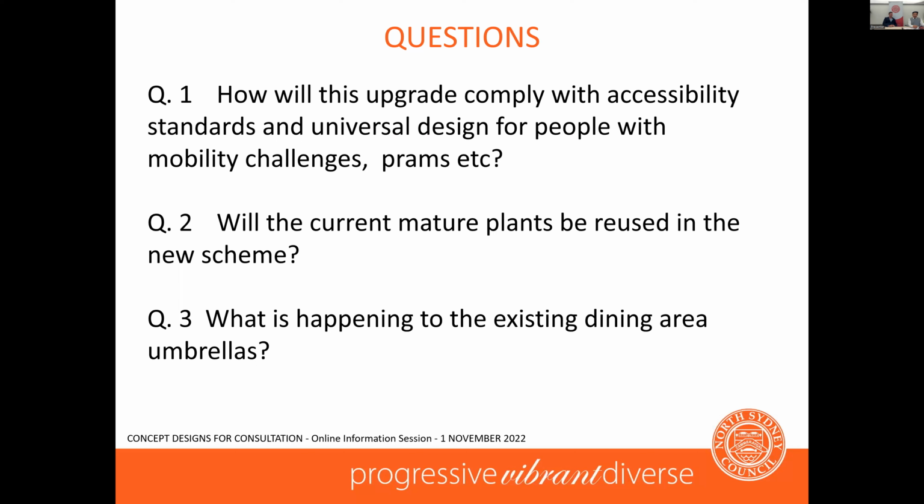Excellent. Okay, we've got an excellent question from Alita. Beyond irrigation, what sustainability measures are you proposing as part of either concepts? I can answer that. That's a great question. It's really part of North Sydney Council's vision for sustainability.